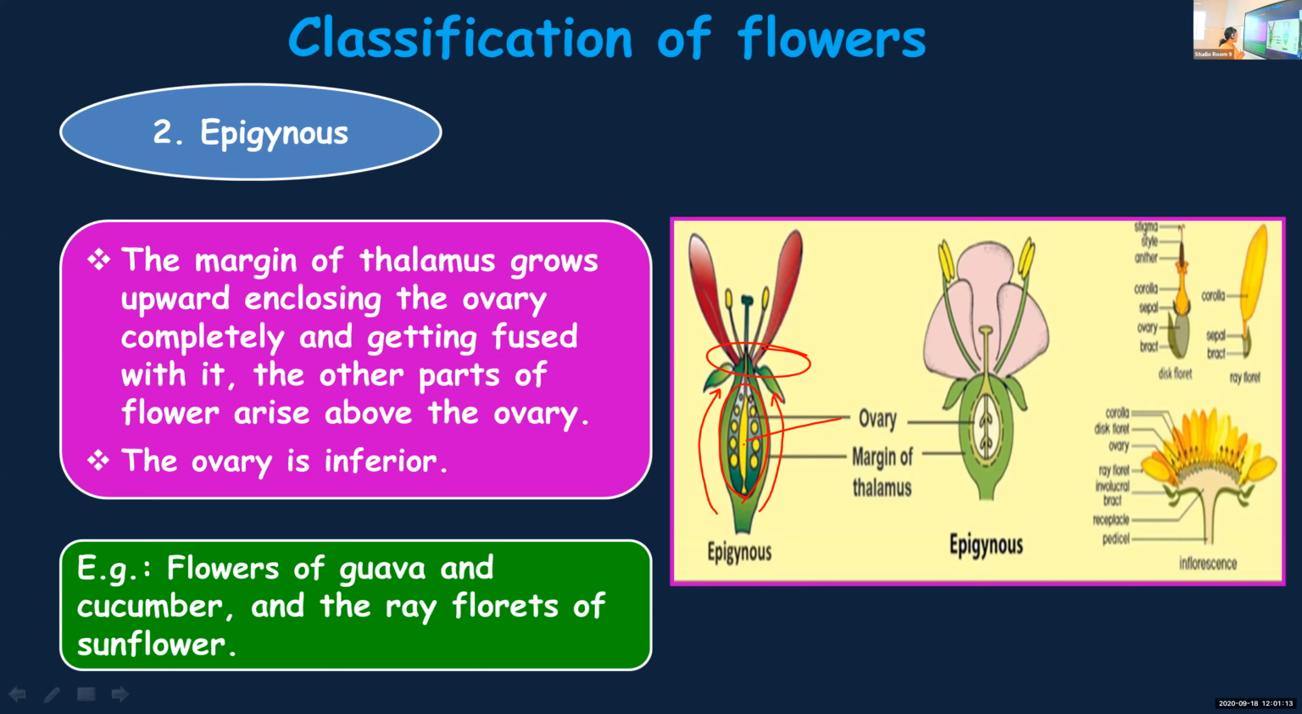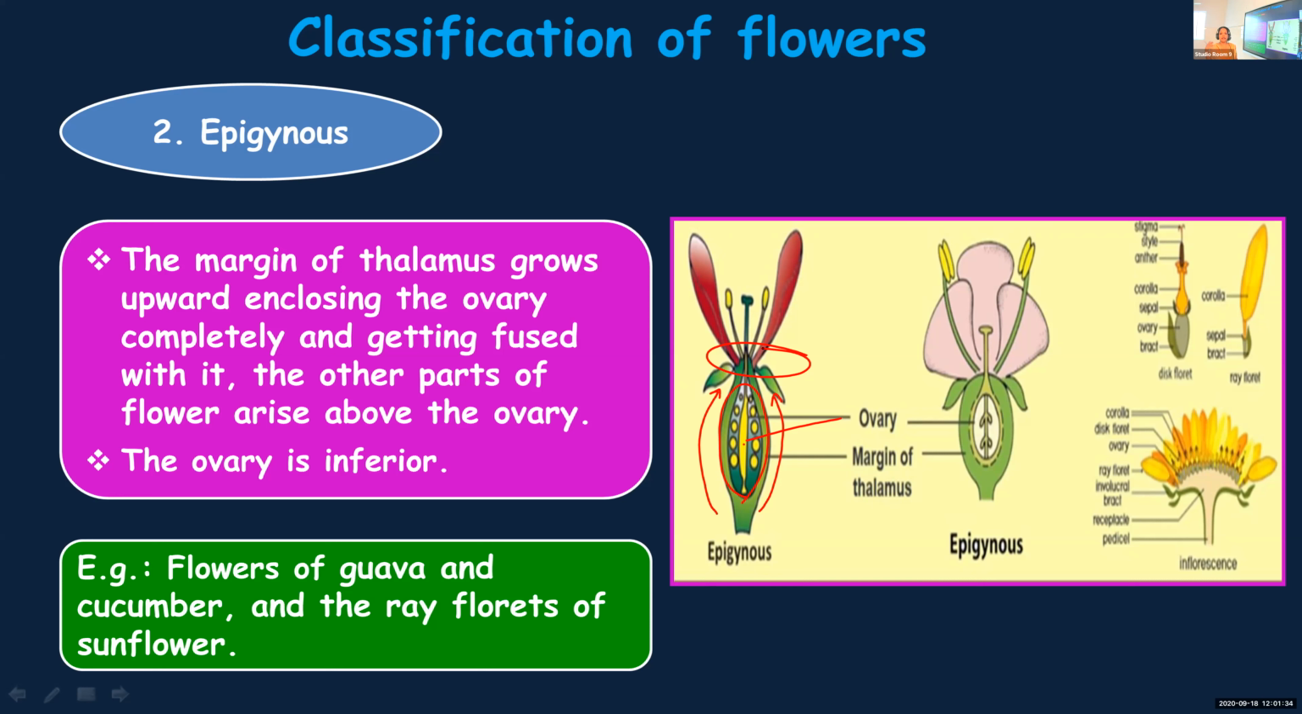And examples are guava, cucumber, and then sunflower. The ray florets means so many small flowers or florets are there. And together it makes a sunflower. So you can give examples as guava, cucumber, and sunflower. Hope you got it.